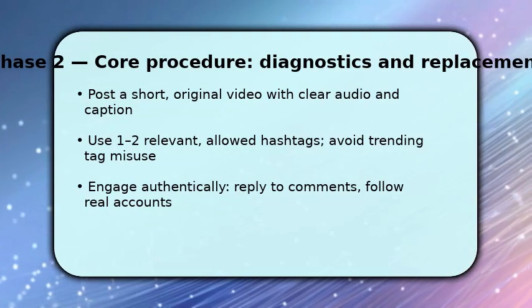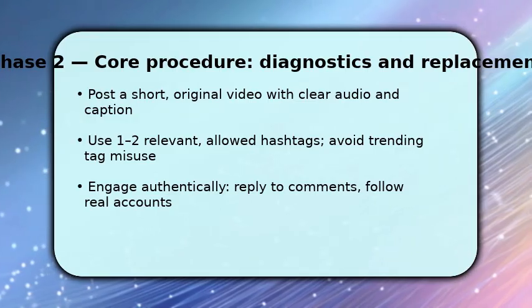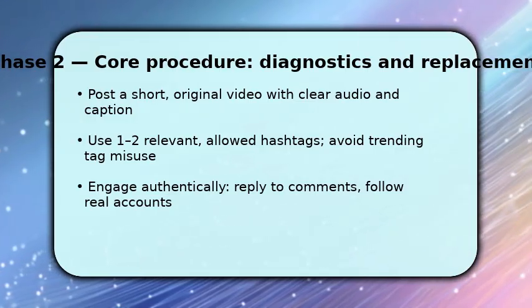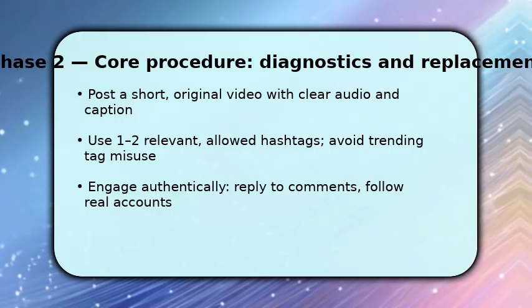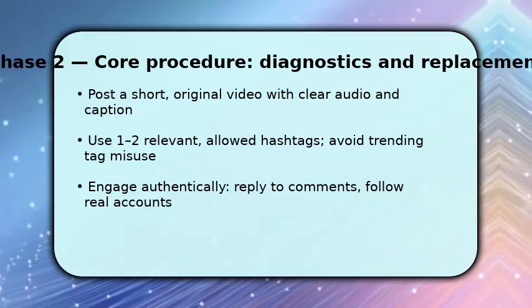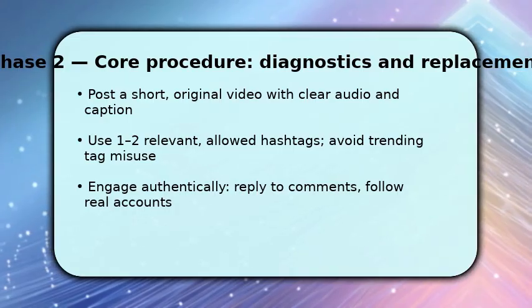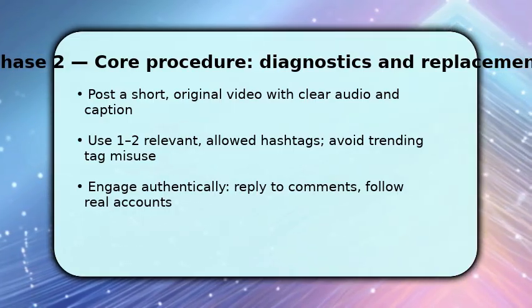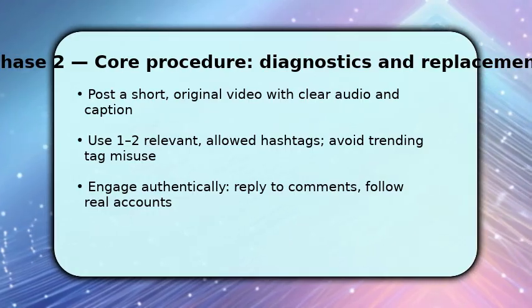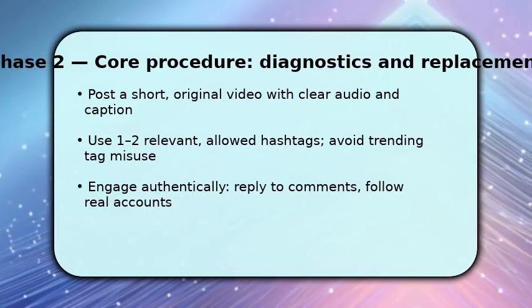Next, reset content signals by publishing clean, intentional posts to retrain the algorithm. Post one short original video focusing on quality, clear audio, good lighting, and a concise caption, and avoid recycled or spammy clips. Once posted, use 1 to 2 relevant and allowed hashtags only and do not mass tag.